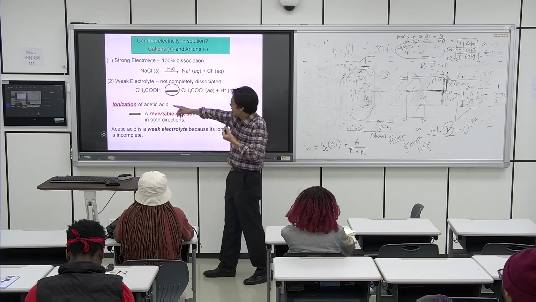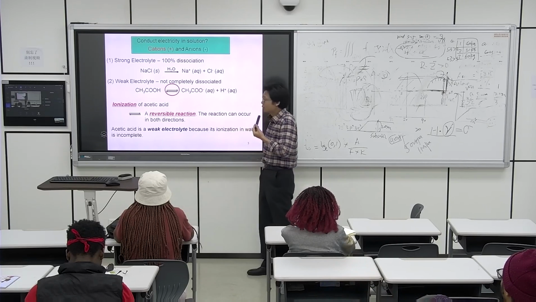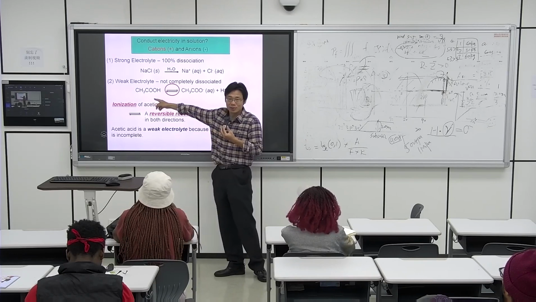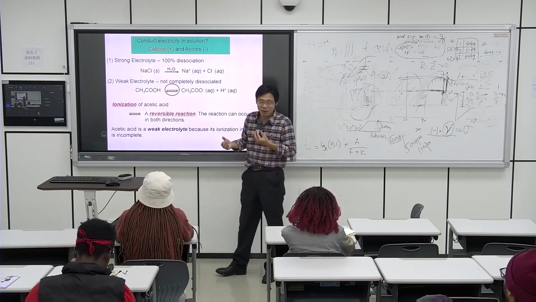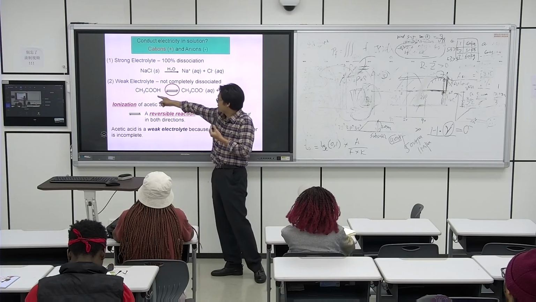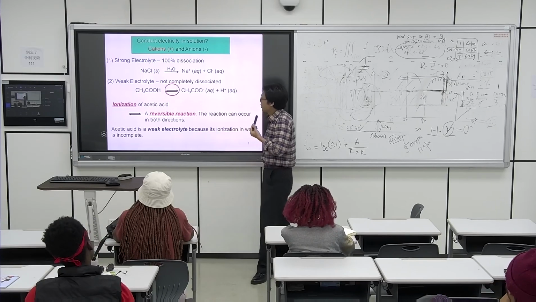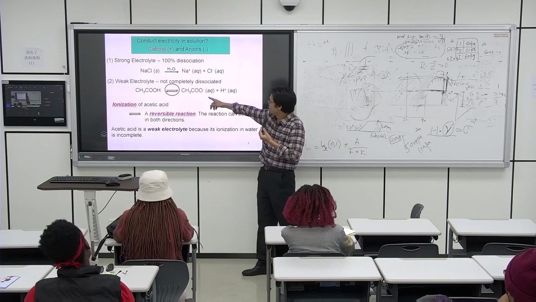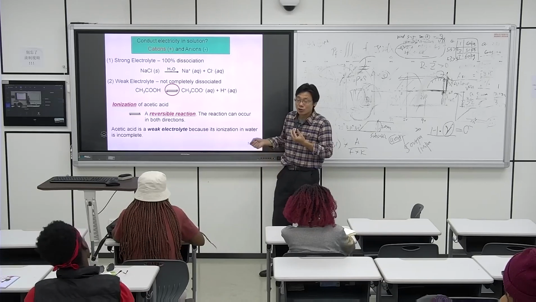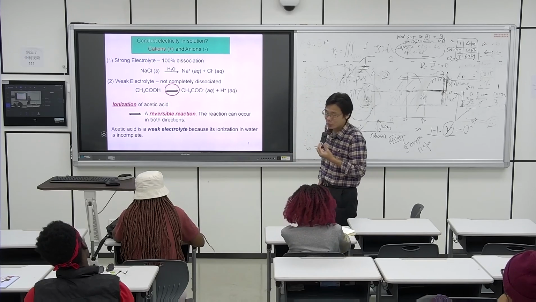And the weak electrolyte means not completely dissociated. Like this, we know this is a weak acid, right? We introduced the acid. So this is a weak acid, and it is just partly dissociated. So there are very few ions in the solution. So this solution has a weak electrolyte.